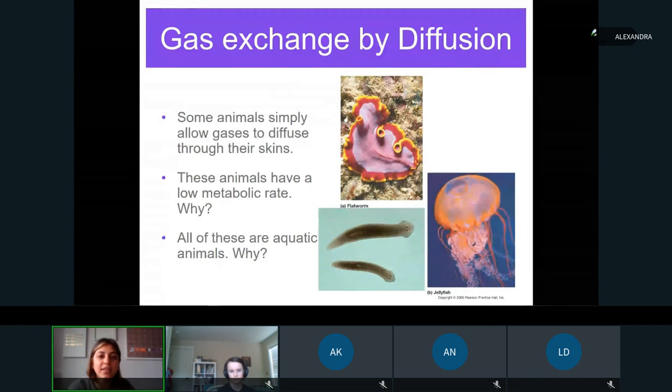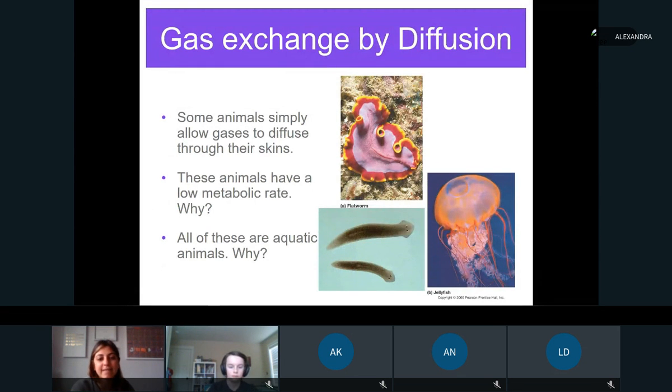Why do you think that the animals that need to allow gas to diffuse through their skin are aquatic and have a low metabolic rate? Think about metabolism, right? What is the metabolism? So what do we think it is? Why are all these animals aquatic and why do these have low metabolic rate? Give you guys a chance to think about that.